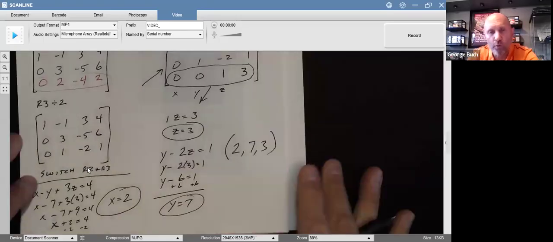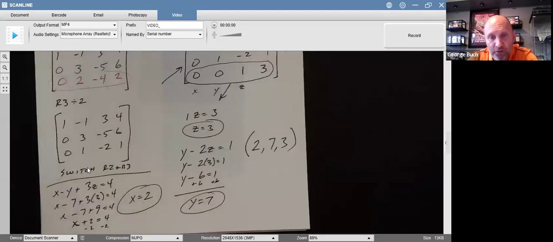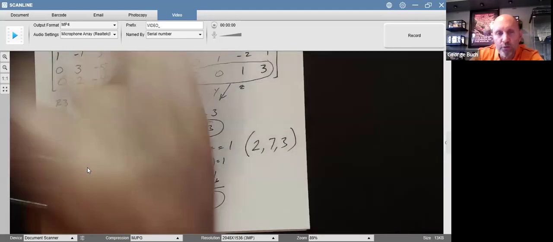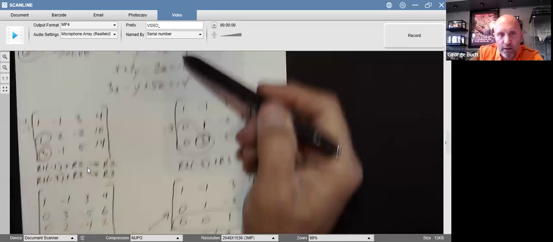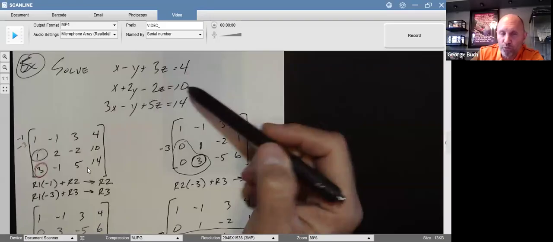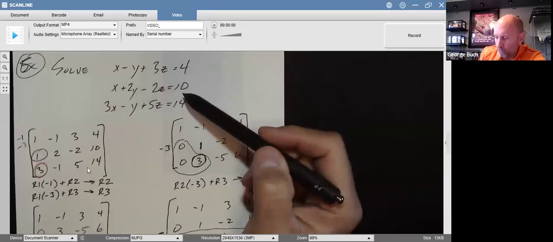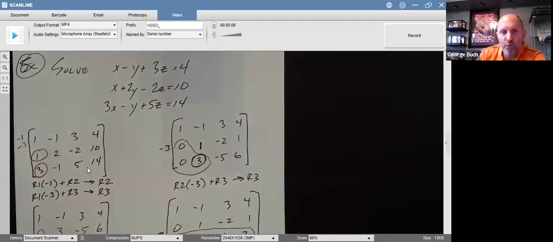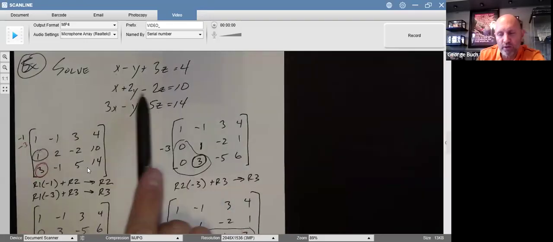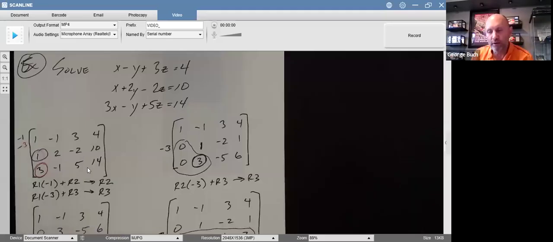If you want to know if this is correct, if this is on a test, plug these values back in to the original equations, and you just have to check it in 2, because if it works in 2, it's going to work in the third one. It has to. So plug 2, 7, 3 into this first equation, plug 2, 7, 3 into the second equation, and if they both work out, you know that it's right.